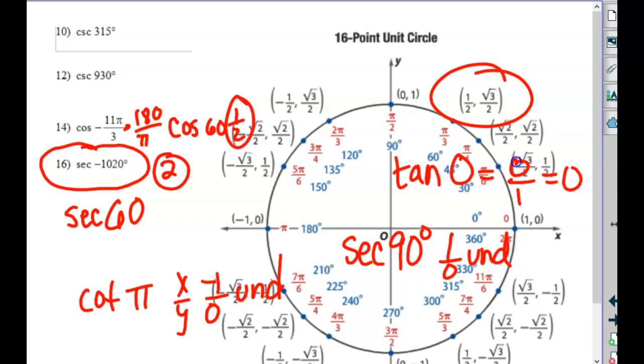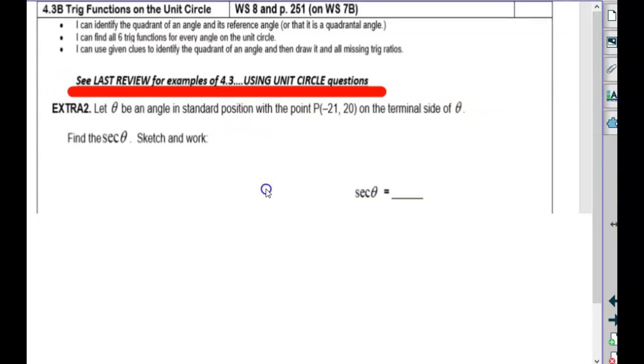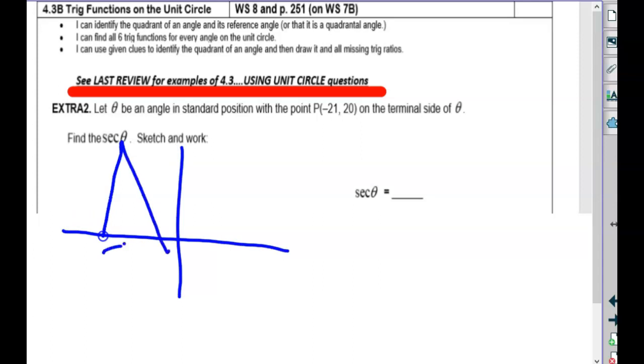Anybody have a question? This is what I would practice on if you need more practice. There's a worksheet right here. The rest of that section has 2 questions where you have to draw, and I was asked to go over these. So this is the worksheet, the review. Left 21, up 20. So there's my bow tie triangle. Somebody do Pythagorean theorem for us, please. Thank you.